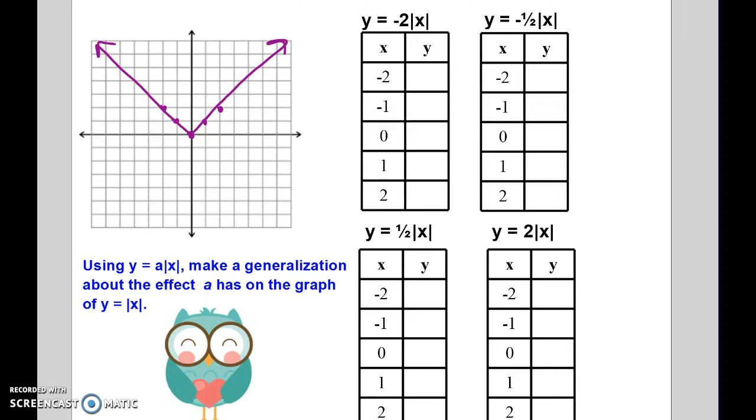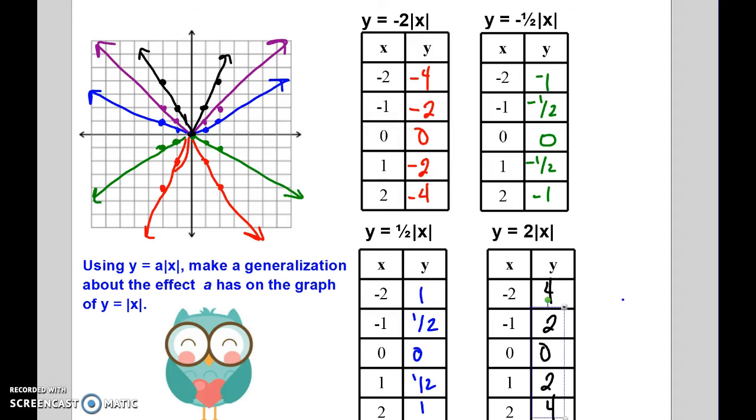And then I want you to determine what it is that the number being multiplied to the absolute value on the outside does to change the parent graph. What kinds of translations does it do? Take a second, make sure you pause the video. Okay, we're back with the answer.